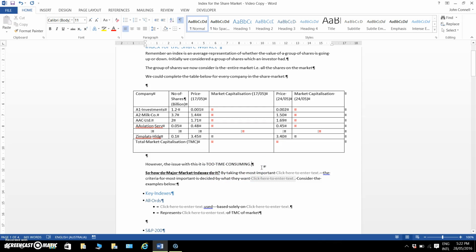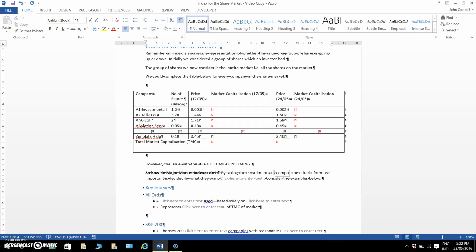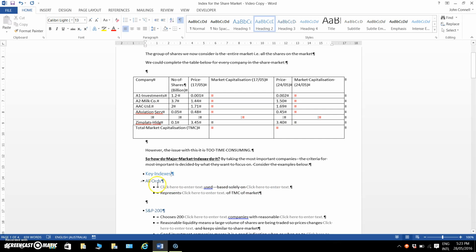So how do major market indexes do it? Well, they do it by taking the most important companies. Now, a valid question is, how do we determine what the most important companies are? Well, the criteria for the most important is different for different indexes, and is decided by what they want to focus on. So some indexes focus on certain things and some focus on other things, and so that will determine what their criteria for most important is. So we'll have a look at some examples below.